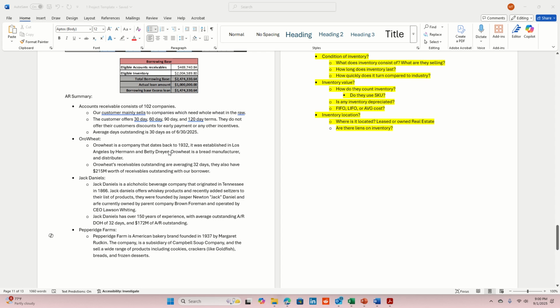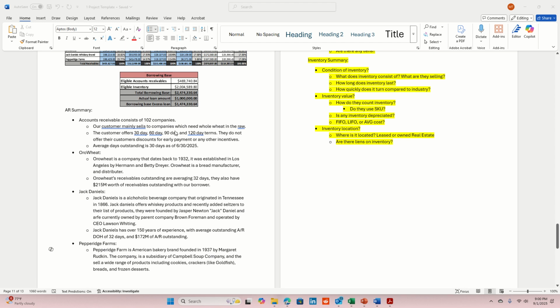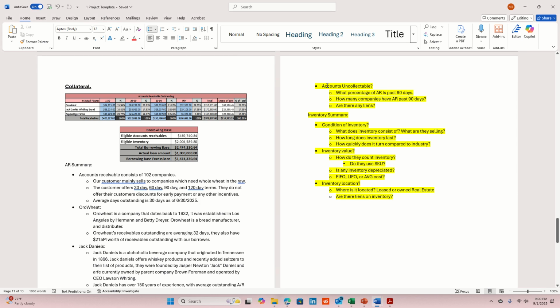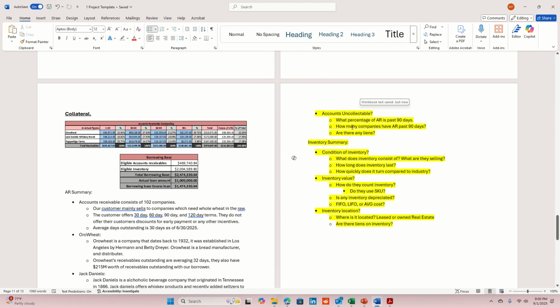Okay, so now I finished filling out Pepperidge Farms and Jack Daniels. So we're going to go ahead and finish accounts receivable, uncollectible, and inventory. We're going to run through inventory pretty quickly. Okay. Accounts receivable, uncollectible accounts is what that's meant to say, so let's move that over.